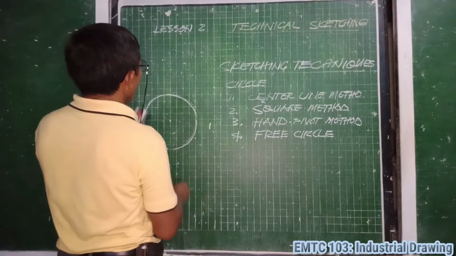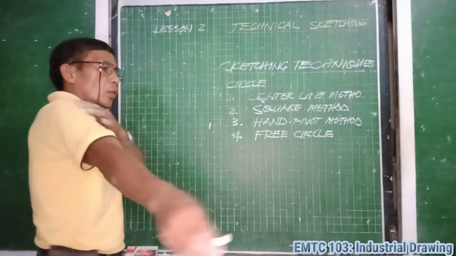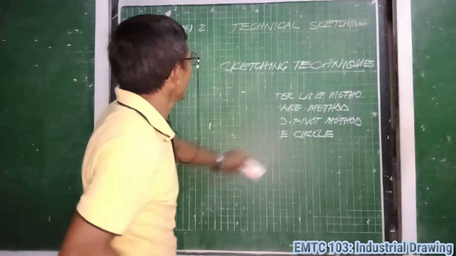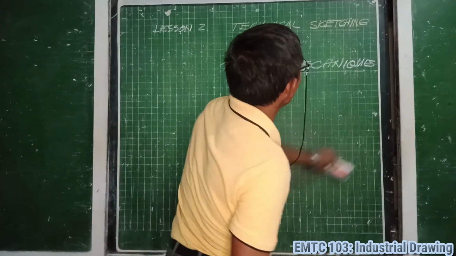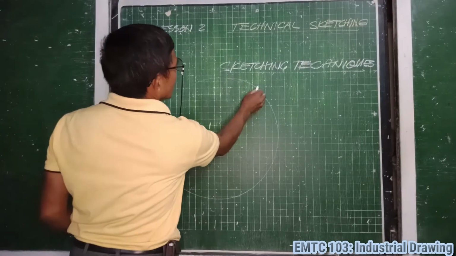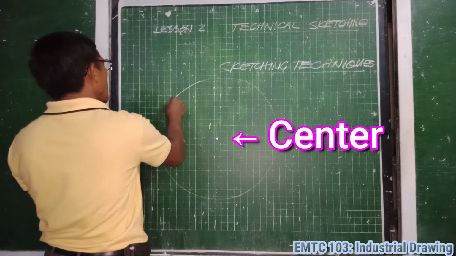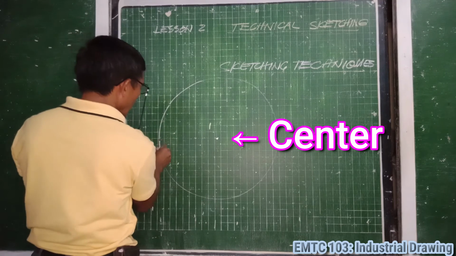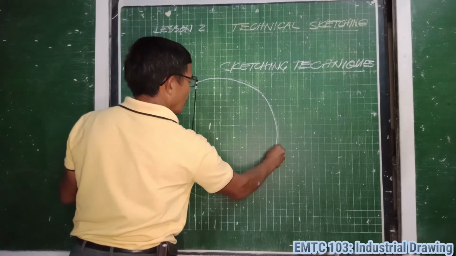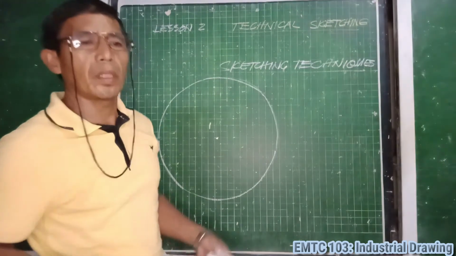So this is the approximate center. Now we also have, for a bigger circle, you can use your arm. Okay, so for a free circle, when drawing a bigger circle, you can do it like this. This is the approximate center. You can draw the lines. Follow this one. That is using your arm.